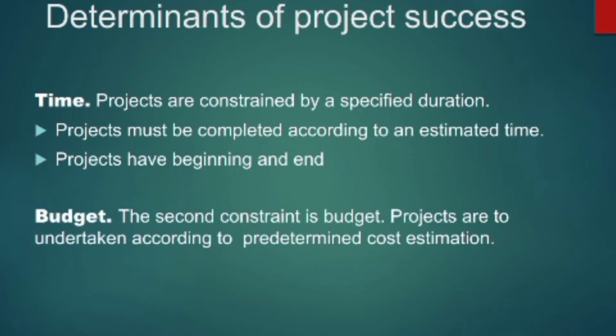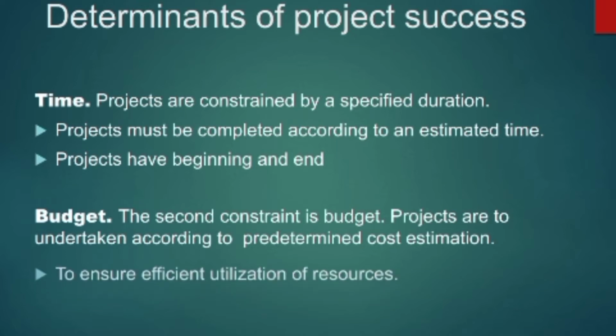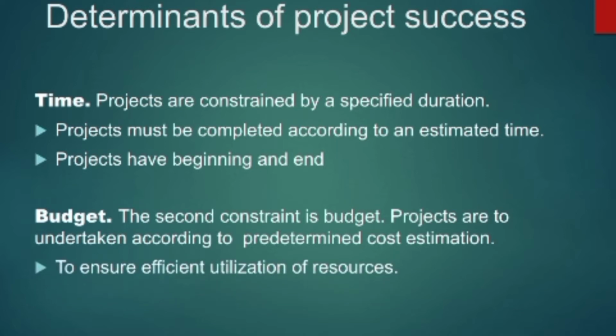Let's move on to the second determinant of project success, that is budget. In fact, every project is also constrained by budget, and projects are undertaken according to a predetermined cost estimation. There are various ways of estimating project cost, and after the project cost has been estimated, it is expected that the project should be completed within the cost. It shouldn't go beyond the cost.